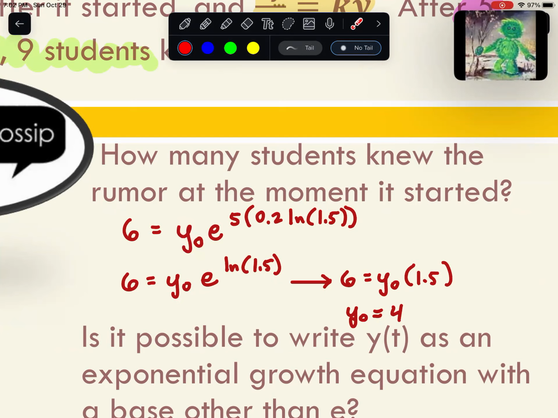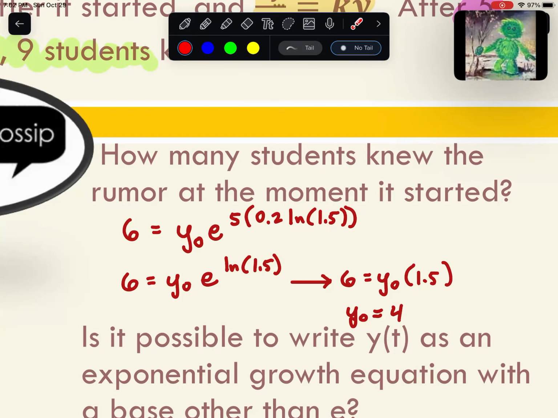Okay, these things, believe it or not, clean up not so bad for us. The 5 times the 0.2, for example, that stuff goes away. e to the natural log of 1.5, right? That just becomes 1.5. Works out nice for us. This initial amount is 4.